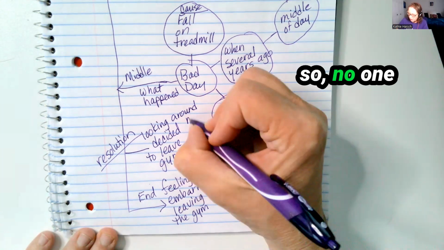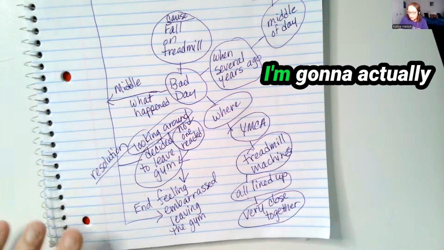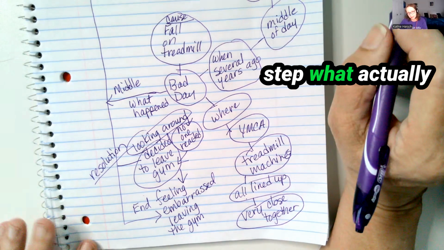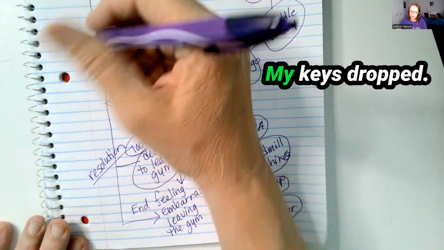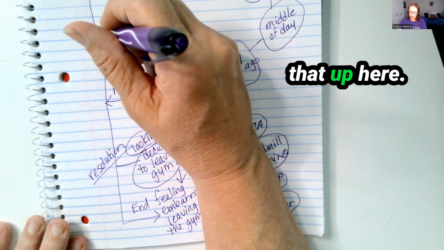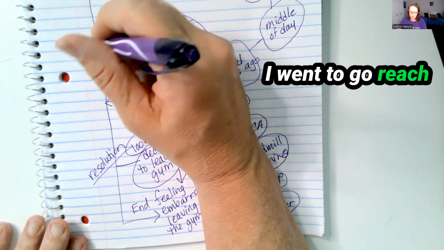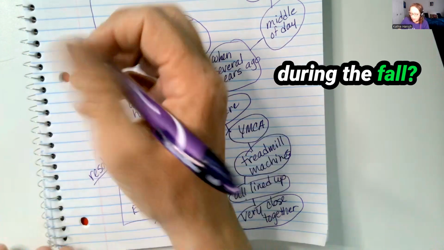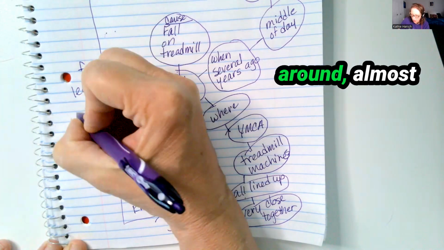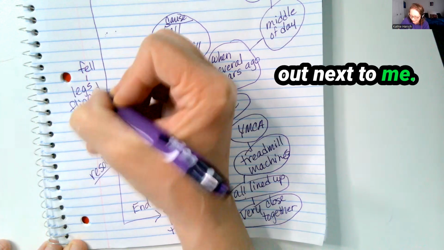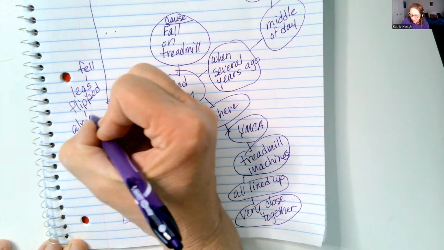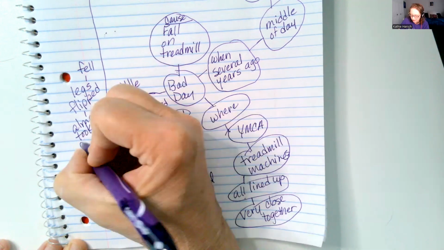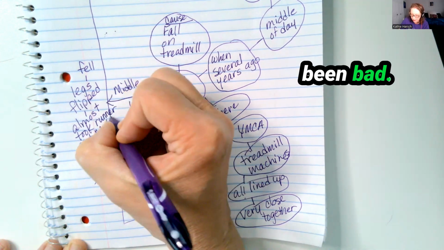So no one reacted. I'm going to actually put this middle over here and I could go step by step what actually happened. My keys dropped. I'm going to say that up here. I went to go reach for them and that's when I fell. What happened during the fall? Legs flipped around, almost took the guy out next to me. He was running. That would have been bad.